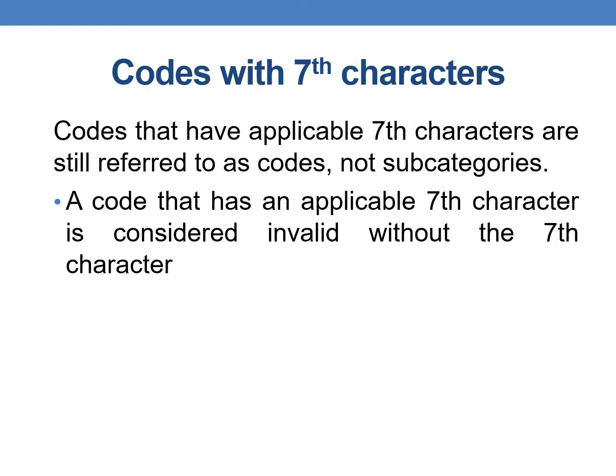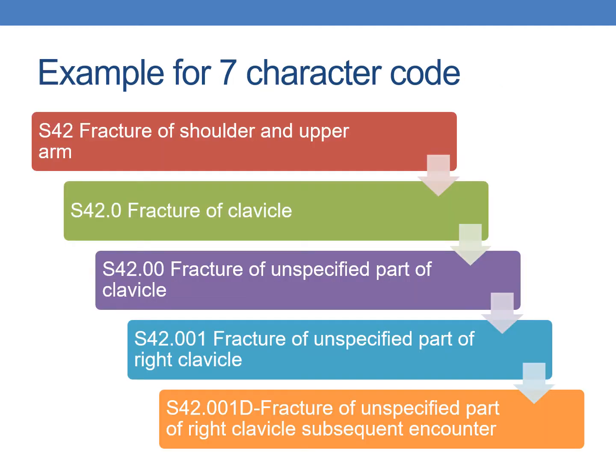Now coming to codes with 7 characters. The codes that have an applicable 7th character are still referred to as codes, not as subcategories. And a code that has an applicable 7th character is considered invalid without the 7th character. Now let us discuss the example of a 7-character code.